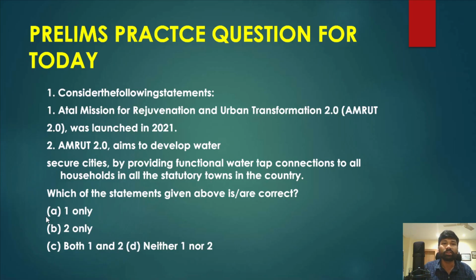And today also I've given you one important practice question. This is with respect to Amrut 2.0. Yesterday we discussed the Amrut 2.0 mission, right? Statement one: Amrut is the Atal Mission for Rejuvenation and Urban Transformation, launched in 2021. And the second statement: Amrut 2.0 aims to develop water secure cities by providing functional water tap connections to all households in all statutory towns of the country.